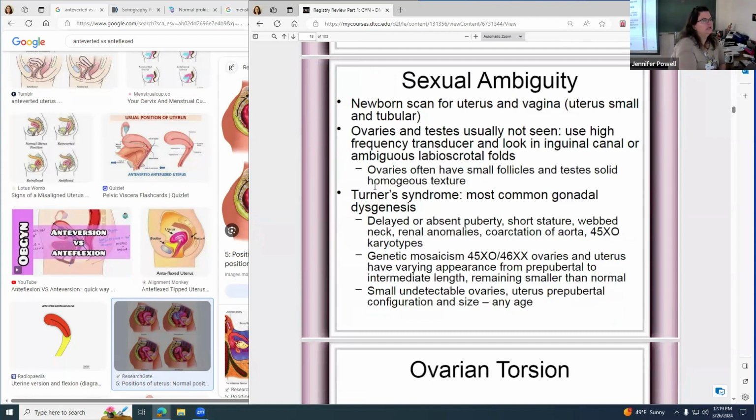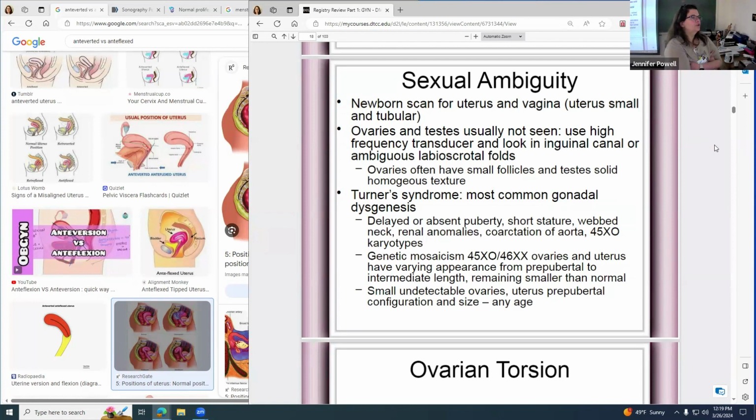Sexual ambiguity. Newborn scan for uterus and vagina. Uterus is small and tubular. Ovaries and testes usually not seen. You can use a high frequency transducer and look in the inguinal canal, or ambiguous labioscrotal folds. Ovaries often have small follicles and testes solid homogeneous texture.